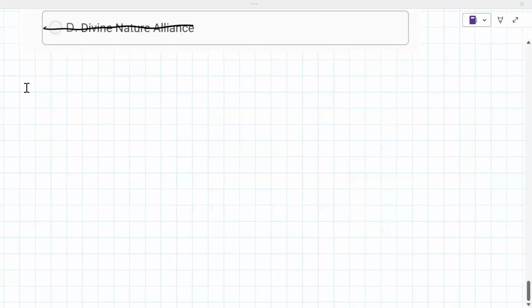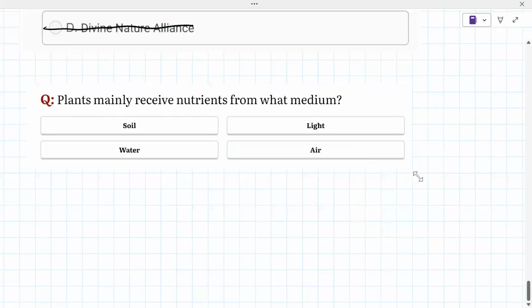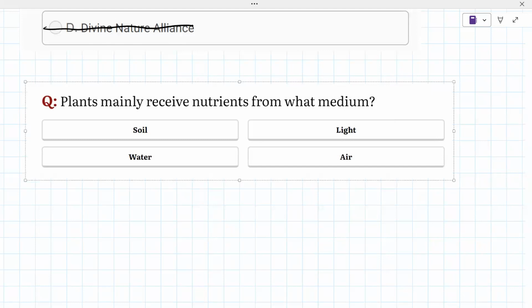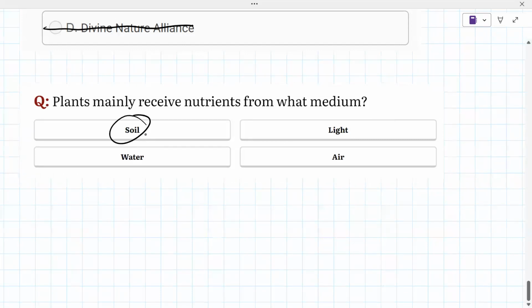All right, here's another question. Where do plants receive their nutrients? Light. Well, you've got to be careful here. They absorb light, but where do they actually get their nutrition from? Air. It's from the soil. The soil. But they use light for photosynthesis.